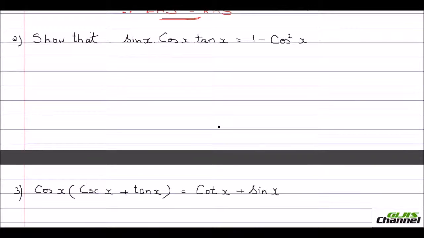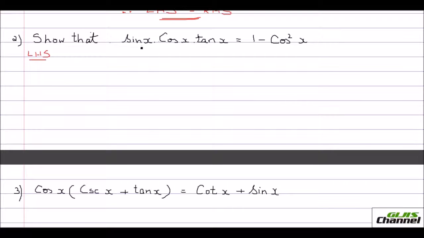Now in the second question, they say show that sine x times cos x times tan x is equal to 1 minus cos square theta. So again, let's make everything in terms of sine and cos. So I start again with the left hand side. Okay, you can either start with the left hand side and go to the right, or you can start with the right hand side, solve, and you can bring it to the left.